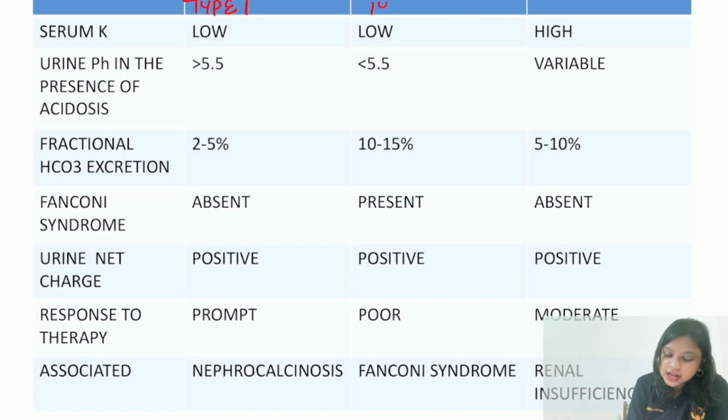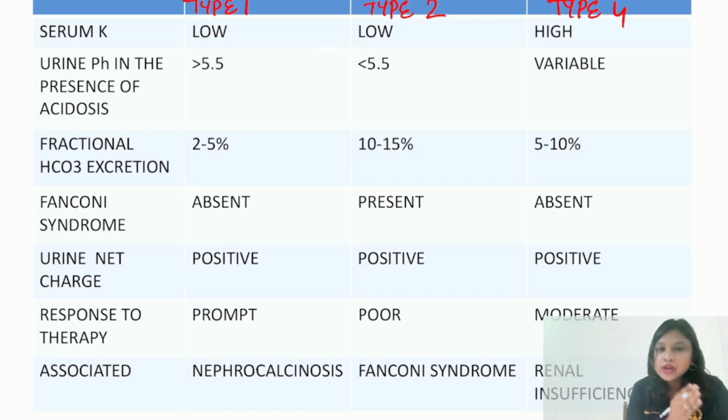The next is the type 2 RTA. And the last one is the type 4 RTA. Okay, so in this 1, 2 and 4, we have got 4 types of RTA, 1, 2, 3 and 4. I have skipped type 3 because it is extra age, a bit of the residents should know, not in NEETPG. So type 1, 2 and 4. Okay, so all these 3 are the types of renal tubular acidosis, which are normal anion gap metabolic acidosis.